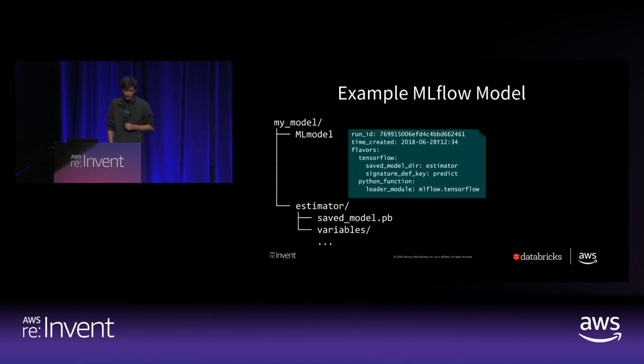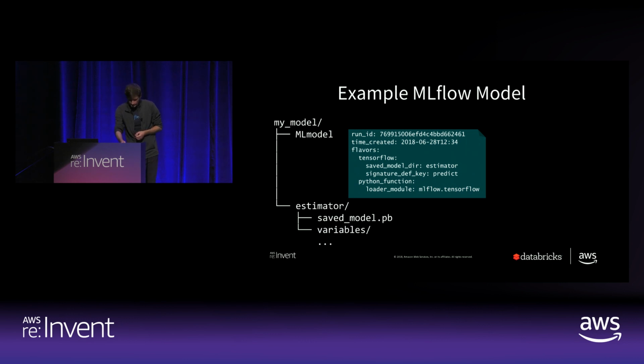Now here's an example of how an ML model looks. In this particular case, we have a directory structure with some model-specific data. In this case, it's a TensorFlow model. And then we have this ML model file with configuration. You can see that the configuration includes the run ID, so we can always trace the model back to the run which generated it. We know when it was created.